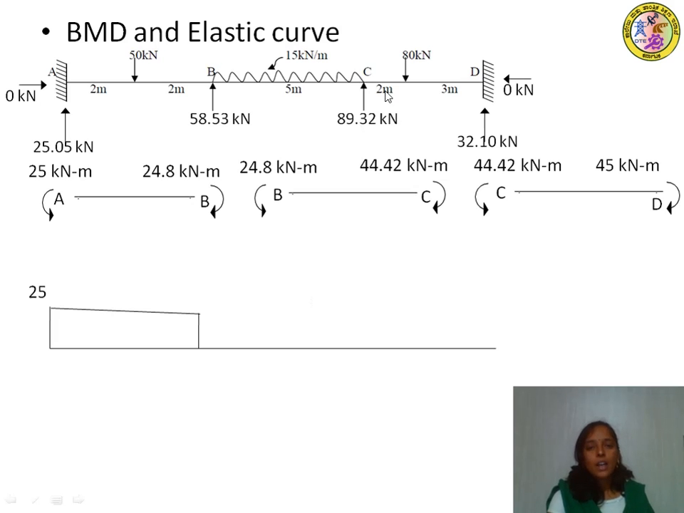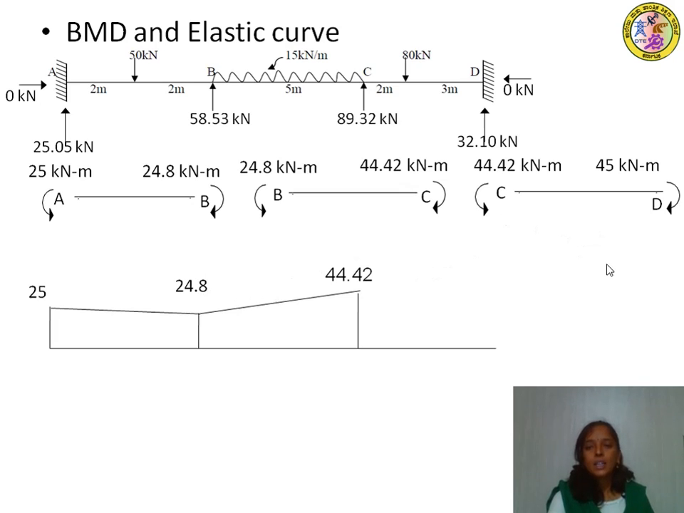Okay, next again for member BC, use the same rule for the left end, left thumb, and for the right end, right thumb. So the left thumb at BC, again it is showing in the upward direction, so the same value, same point can be taken, and for the right end C, again the thumb is moving in the upward direction, so mark a line of 44.42 magnitude. Okay, so for C it is 44.42 and at B it is 24.8.